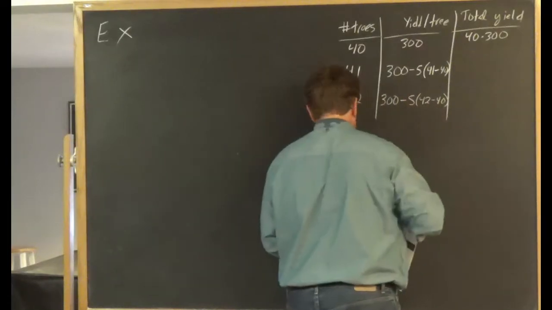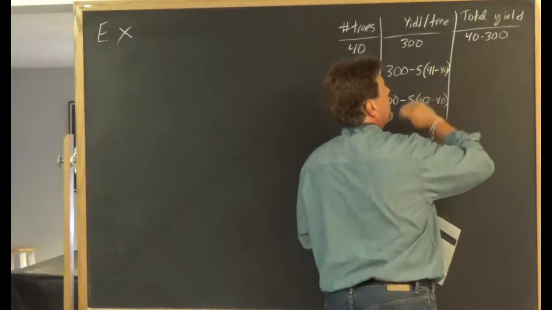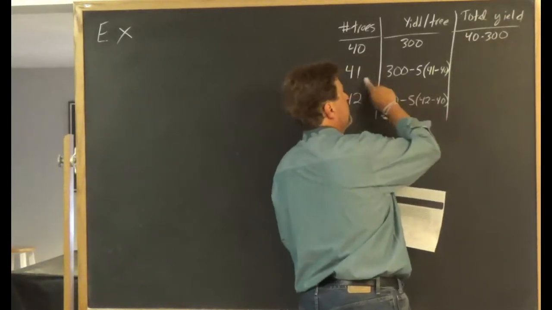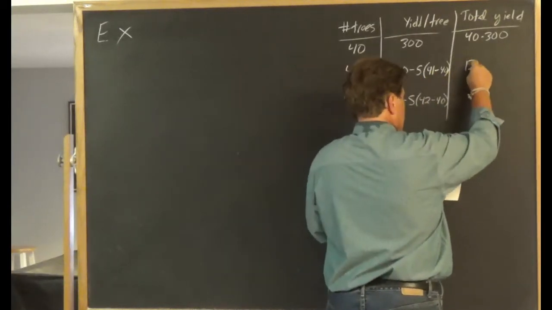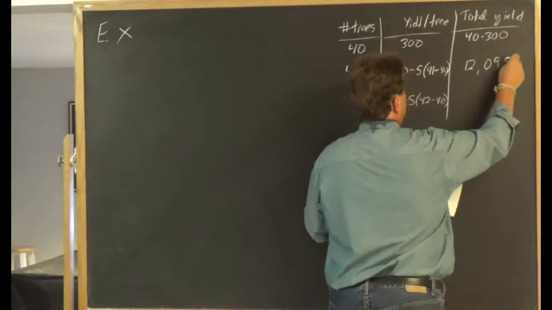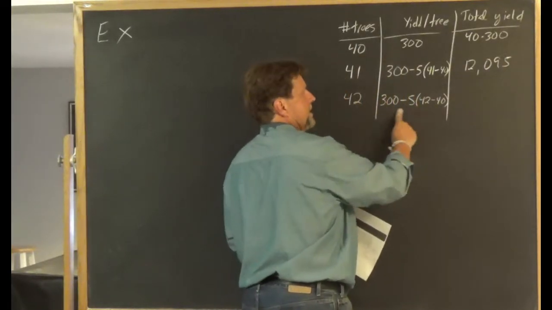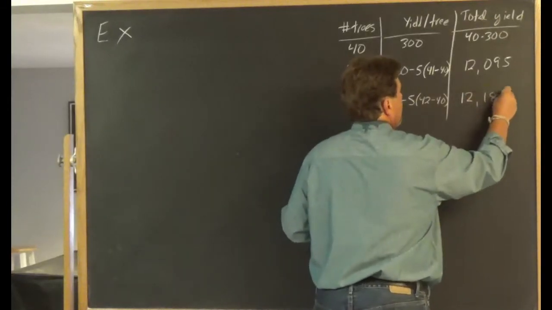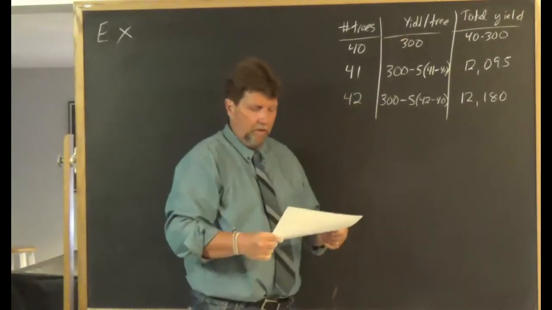I should probably write this. We know this is 12,000. This here, if you do this multiplication, if you do 41 times 295, you're going to get 12,095. Here, if you do 42 times 290, because this ends up being 290, you get 12,180. So look, we're getting more apples, aren't we?